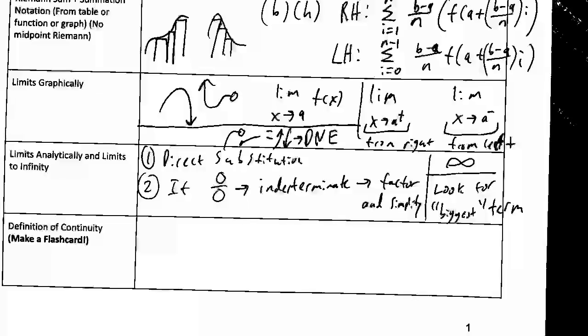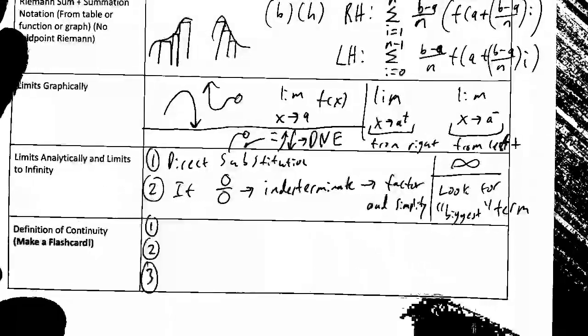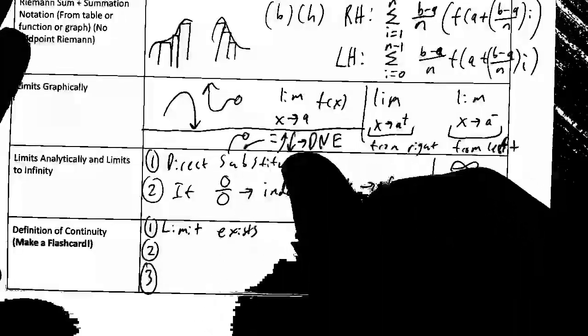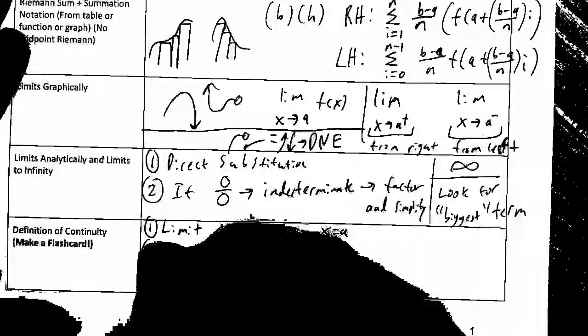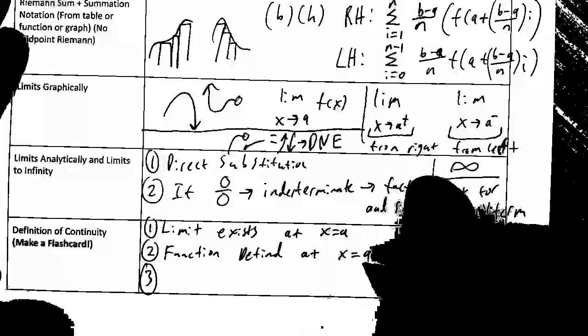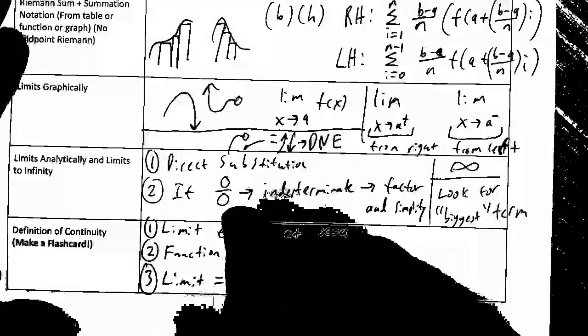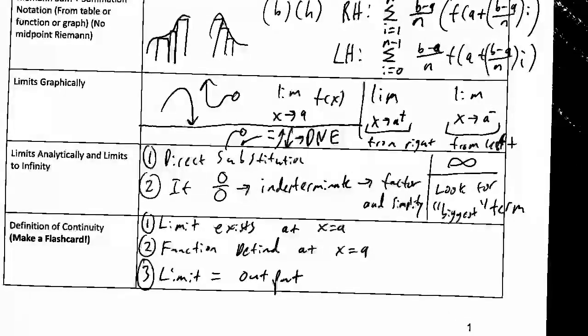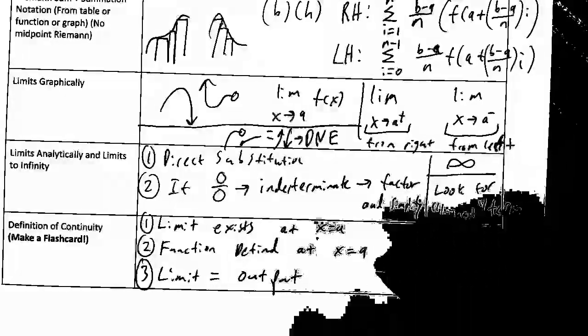So definition of continuity, there are 3 parts to the definition of continuity. The first one is that the limit exists at this point. The second one is that the function is defined. And the third one is that the limit equals the output. Okay? That's it. So the limit needs to exist, the function needs to be defined, and then the limit needs to equal the output. And if all 3 of these are true, it's continuous.